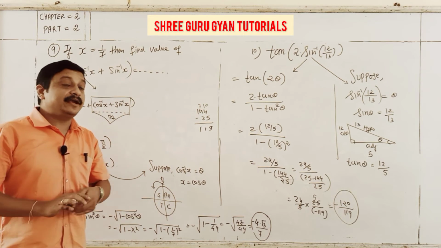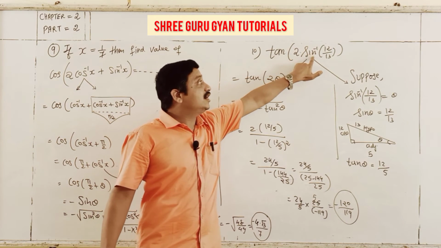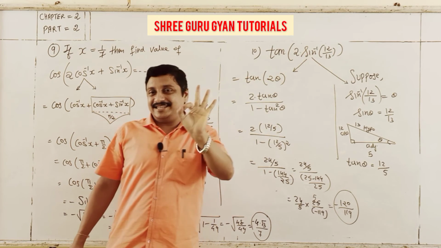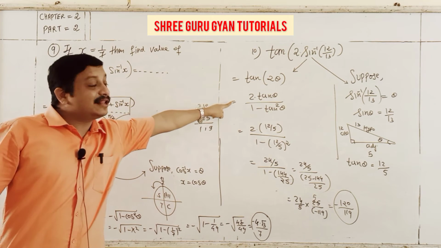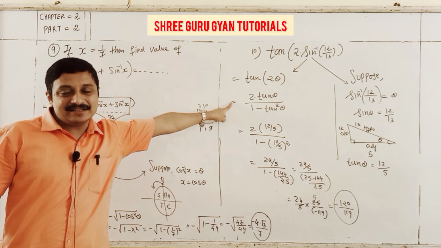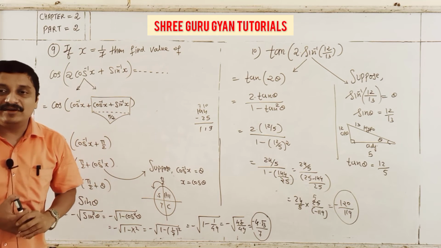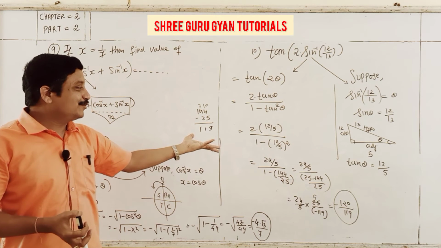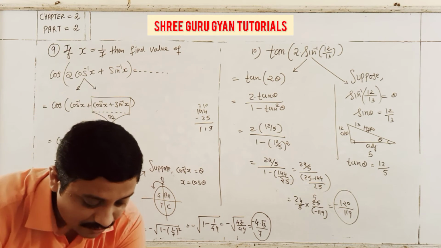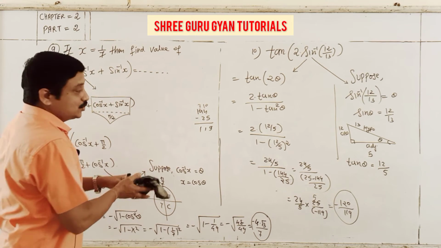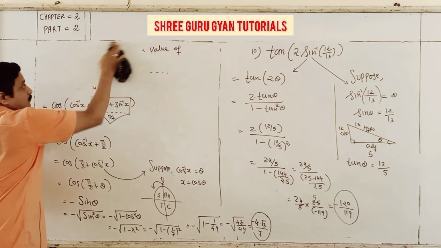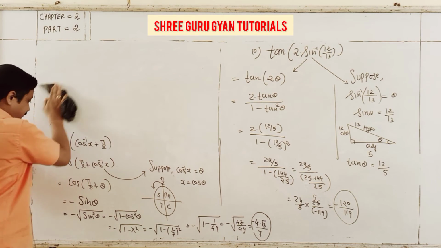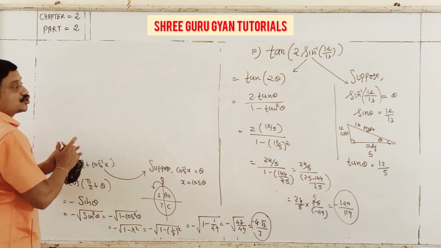So again I repeat, you suppose the inner part is theta, and then you define by the property tan 2 theta equals 2 tan theta upon 1 minus tan square theta, put the value in and simplify to an easy solution. Now next one, question number 11.